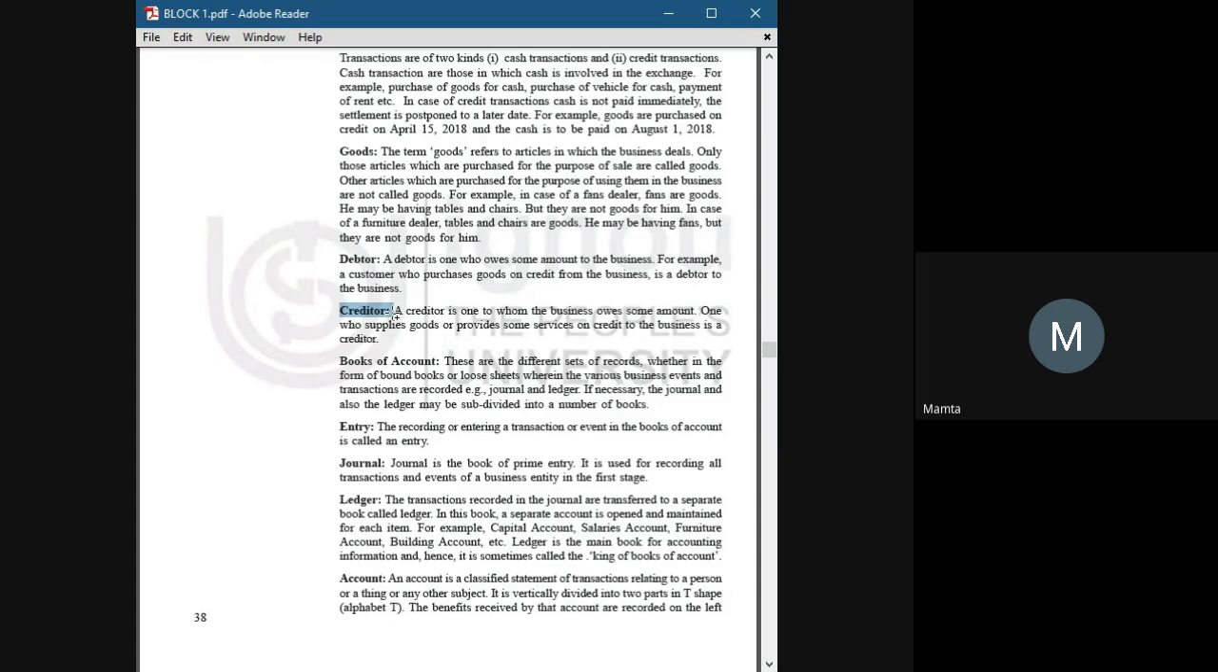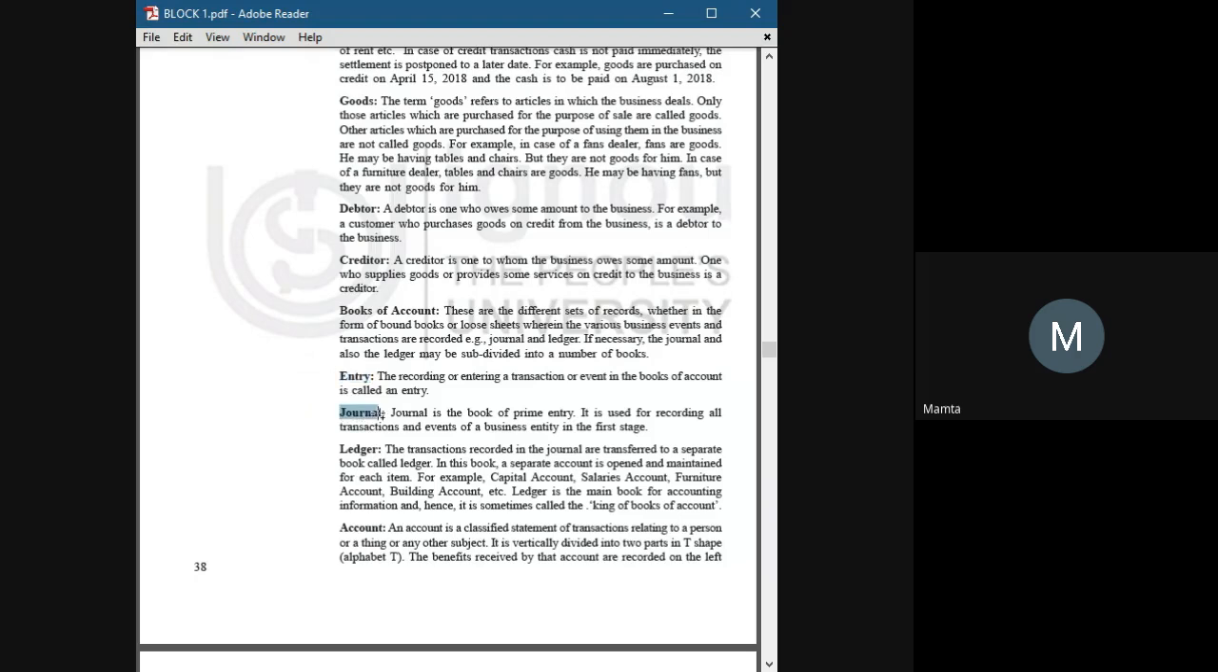Books of accounts, like journal, ledgers, all these things are known as books of accounts. Entry: every transaction we record is known as an entry. Journal: journal is where we record each and every transaction as raw as they are in our books. This is the first step for our accounts. Ledger: after making the journal, we transfer our transactions or entries into ledgers.